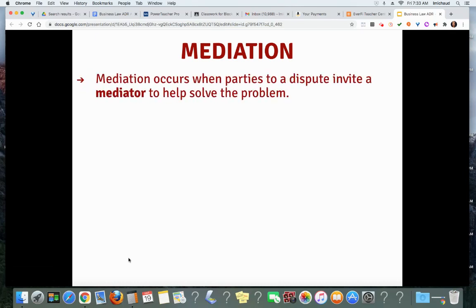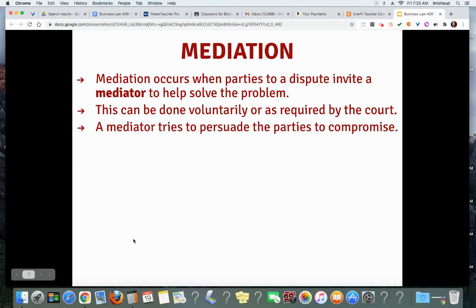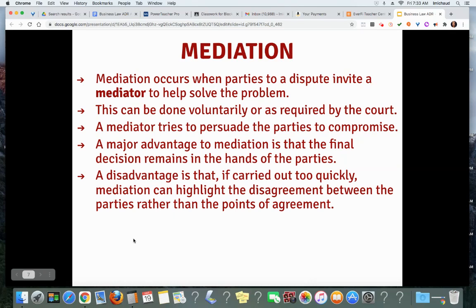Mediation, arbitration, conciliation, and negotiation. Mediation occurs when parties to a dispute invite a mediator to solve the problem. This can be done voluntarily or as required by the court. A mediator tries to persuade the parties to compromise. A major advantage to mediation is that the final decision remains in the hands of the parties. A disadvantage is that if carried out too quickly, mediation can highlight the disagreement between the parties rather than the points of agreement.